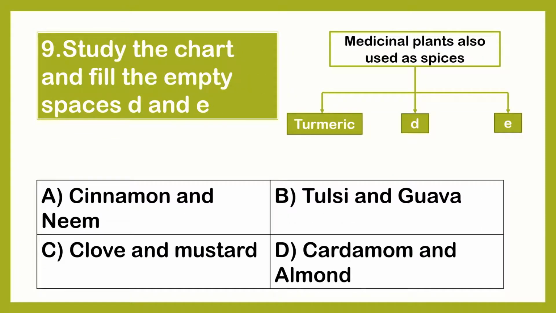Study the chart and fill the empty spaces D and E. Option A, cinnamon and neem. Option B, tulsi and guava. Option C, clove and mustard. Option D, cardamom and almond. The answer is option C, clove and mustard. Clove and mustard are medicinal plants that are also used as spices.